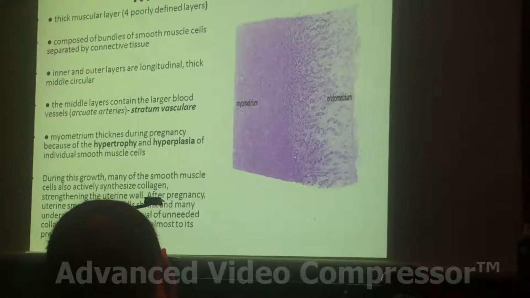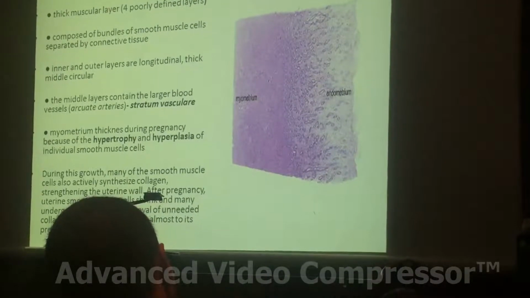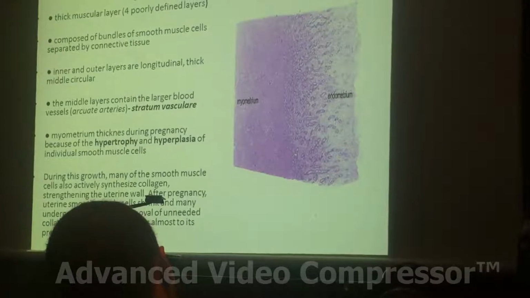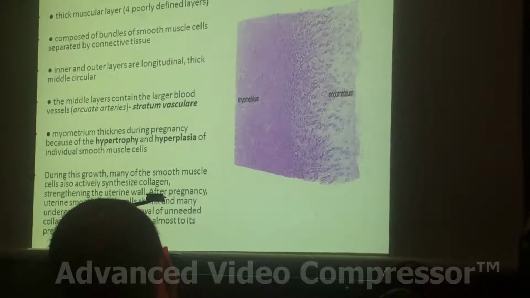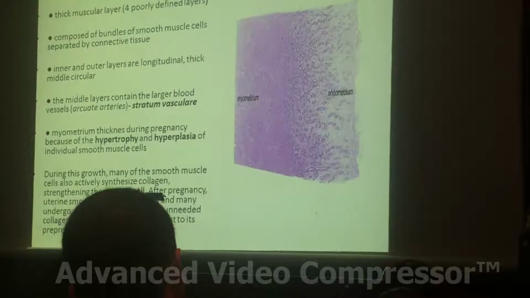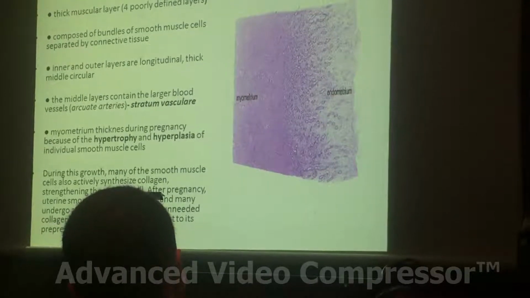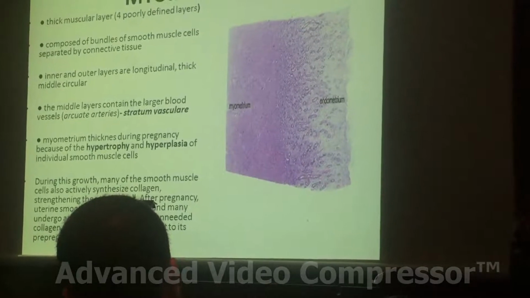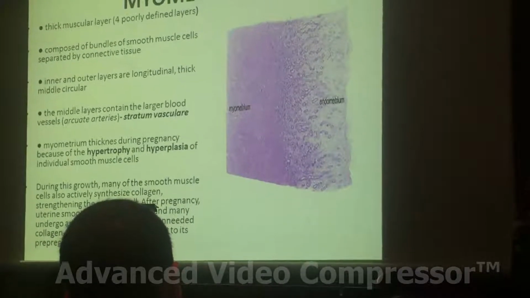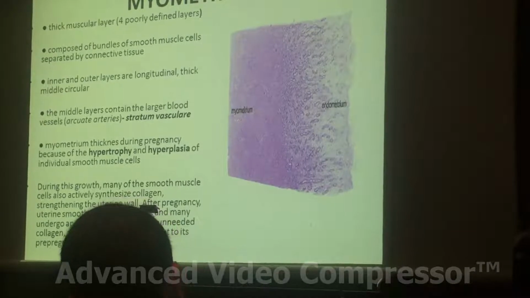What does hyperplasia mean? It means mitosis. So can smooth muscles undergo mitosis or not? Yes, they are the only type of muscles that have the capability to undergo mitosis, unlike the skeletal or cardiac muscles. And hypertrophy, what does it mean? Growth in size. And not only that. During the pregnancy, these smooth muscles will produce a large amount of extracellular matrix within the wall of the uterus.